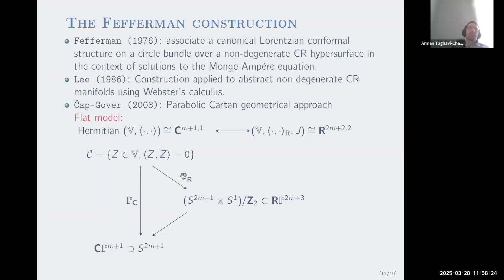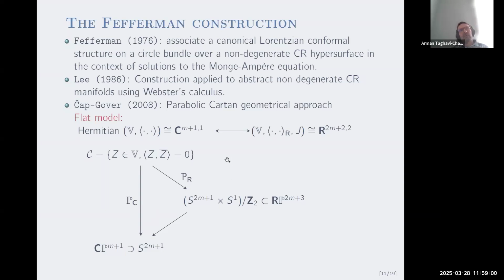Lorentzian geometry in dimension 2m+2. And it's not too difficult to see that this 2m+2 conformal Lorentzian geometry is fibered over this 2m+1 CR sphere. The fibers being precisely circles. The circles come about from the phase. That distinguishes the real projectivization from the complex projectivization.